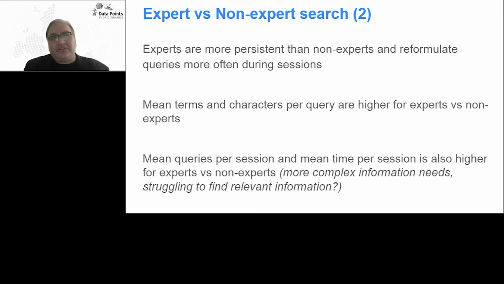Now, this could also be an interesting observation because experts might be looking for more complex information. So if the search engine is not giving them the information that they need, and if the information need is more complex, they're more likely to reformulate the query. They're more likely to rewrite the query and ask more questions to the search engine, right? So there is an aspect of more complex information needs for experts versus non-experts, right?